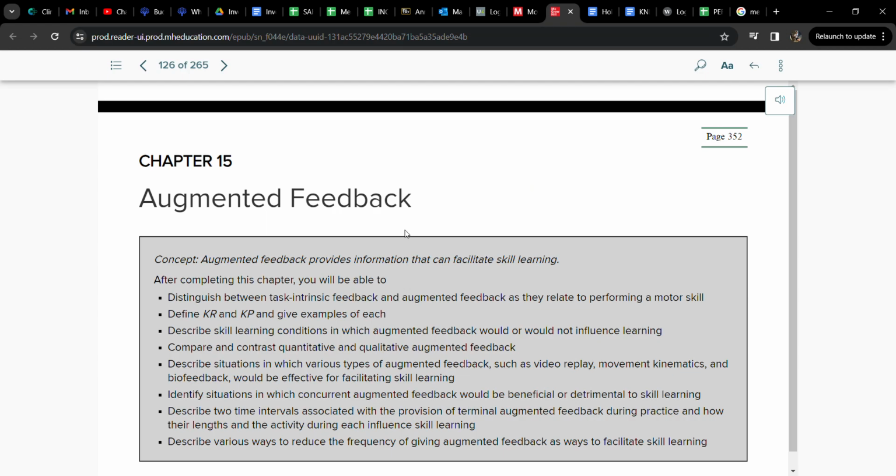Okay, final chapter of Unit 5, which is Chapter 15, Augmented Feedback. So if we look at the term augmented feedback, we're looking at providing information to a person that is going to further improve their performance and further improve the way that they are able to process information so they can get better faster. So that is kind of the term augmented feedback, or facilitating skill learning.